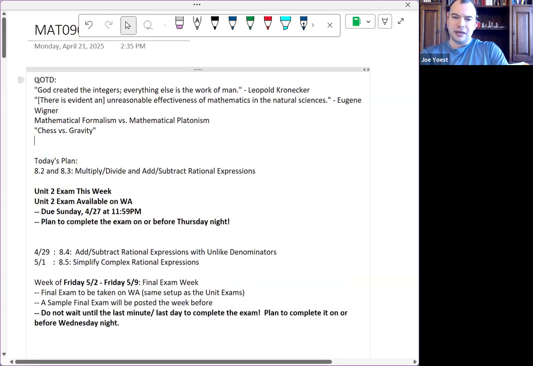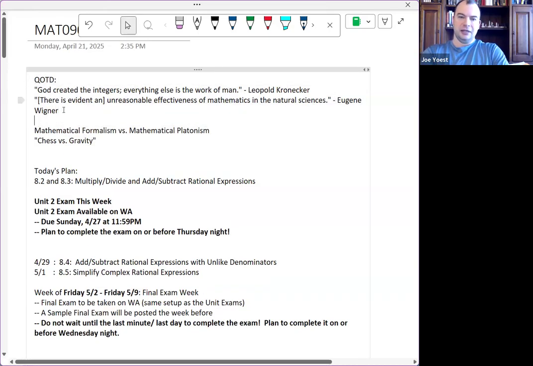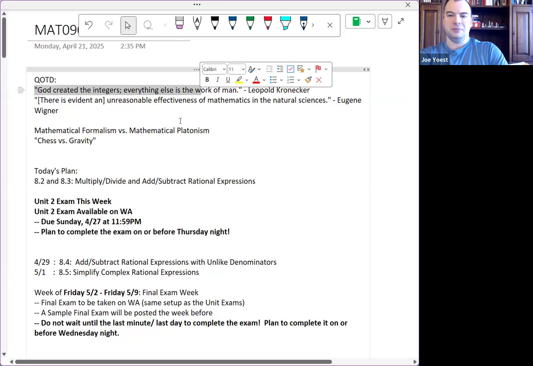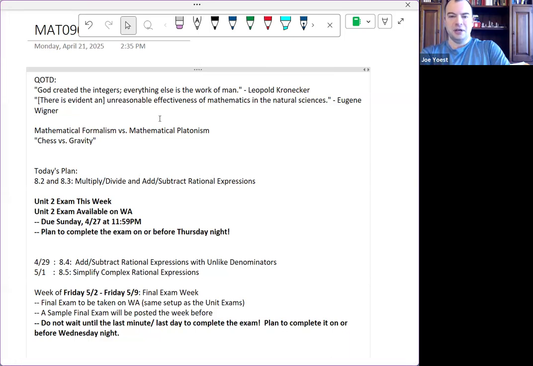Okay, and the quote of the day, or two quotes of the day. This is, I think, a really interesting debate in mathematics and maybe even outside of mathematics and philosophy. So there's one quote by Leopold Kronecker, a famous mathematician, physicist, where he says, God created the integers, everything else is the work of man.